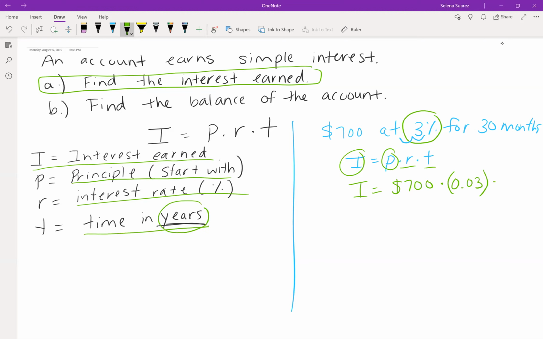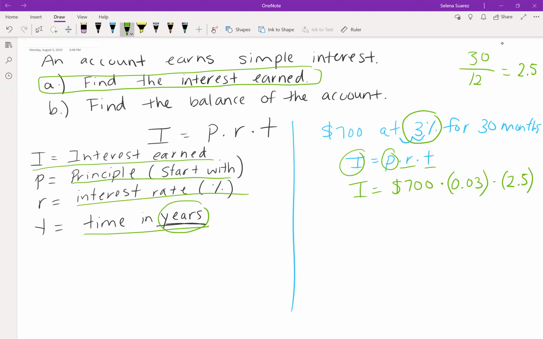Then time has to be in years. Remember I told you that this is important, that it has to be in years. So I have 30 months. To change it into years, how many months are in a year? There's 12 months in a year. So 30 has to be divided by 12. You can just plug this into a calculator. 30 divided by 12 is 2.5. So 2.5 is the time that I'm going to plug in here.